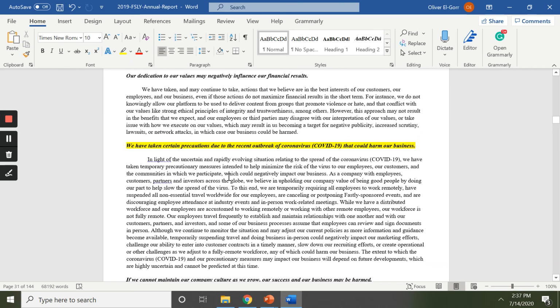Another one of these is, as you can see here, this is the COVID stuff. This is where you'll find it in the risks section. We've taken certain precautions due to the recent outbreak of coronavirus that could harm our business. For this particular company, and I'm not going to read all of this, but to be honest, coronavirus did not necessarily harm them. As you can see here, to this end, we're temporarily requiring all employees to work remotely. To be honest, most technology companies weren't that affected. A lot of their workforce was already remote, or even if they weren't remote, their functions could be carried out remotely, so there wasn't too much of a disruption.